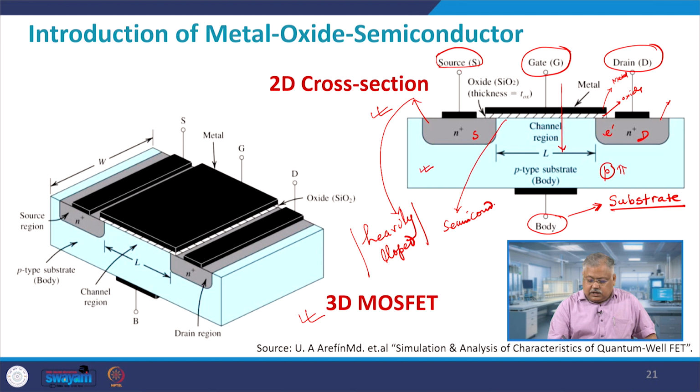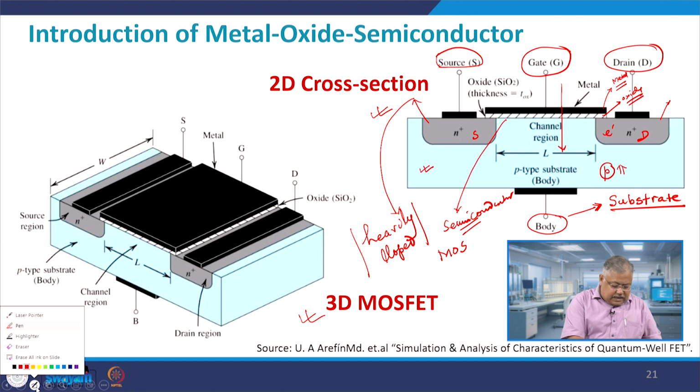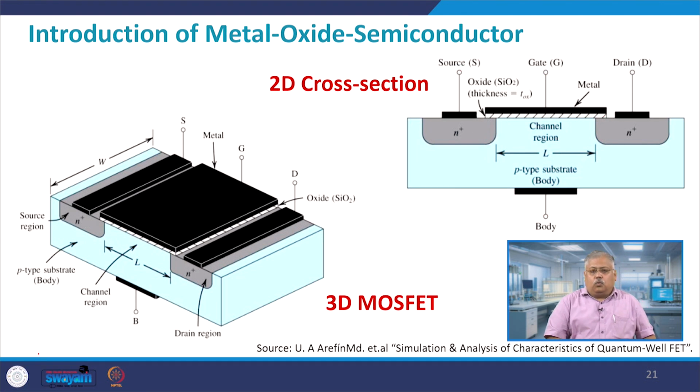So, what is the structure? If you look very carefully, it is metal oxide semiconductor, and hence the name MOS. Is it clear? The reason it is known as a MOS is you have metal followed by an oxide layer followed by semiconductor. The obvious question asked is why MOSFET, why silicon MOSFET?